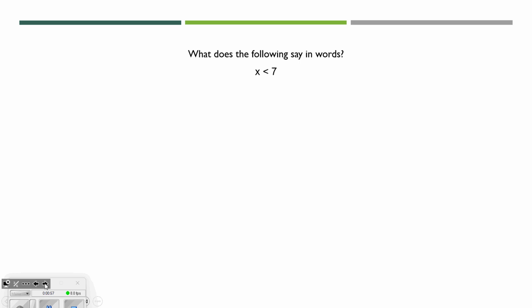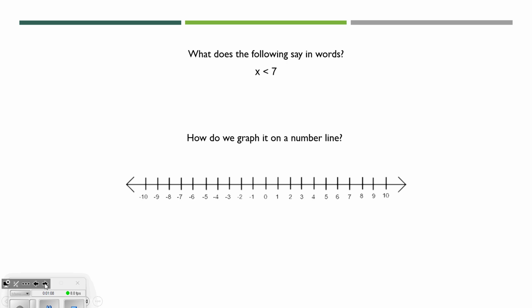So think about, what does this say in words? It's x is less than 7. And x is really like a number. So it's a number is less than 7. Well, think about what that would look like in terms of my graph. What numbers are less than 7? There's not just one number less than 7. There's lots, right? 6 is less than 7. 5, 4, 3, 2, 1, 0. -1 is less than 7. -2, etc., etc.